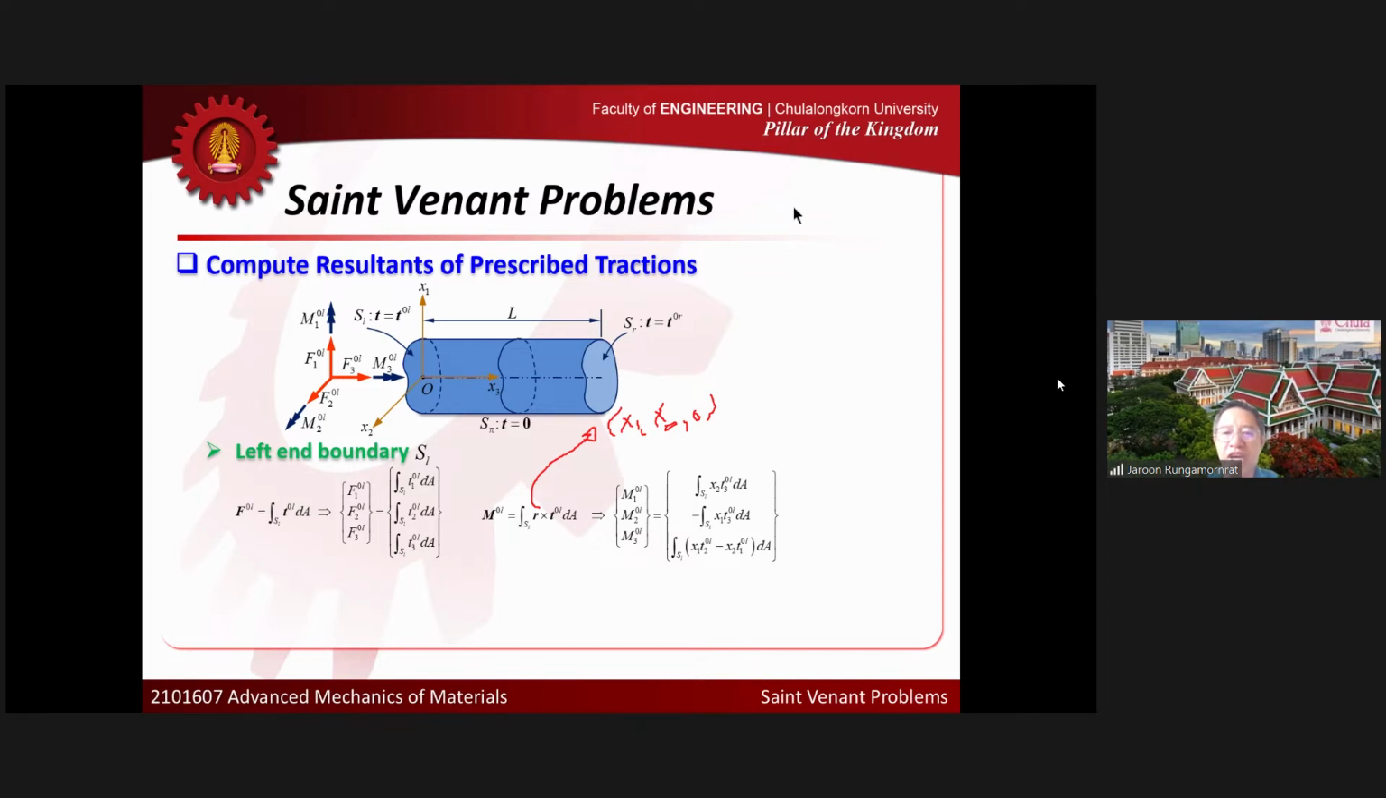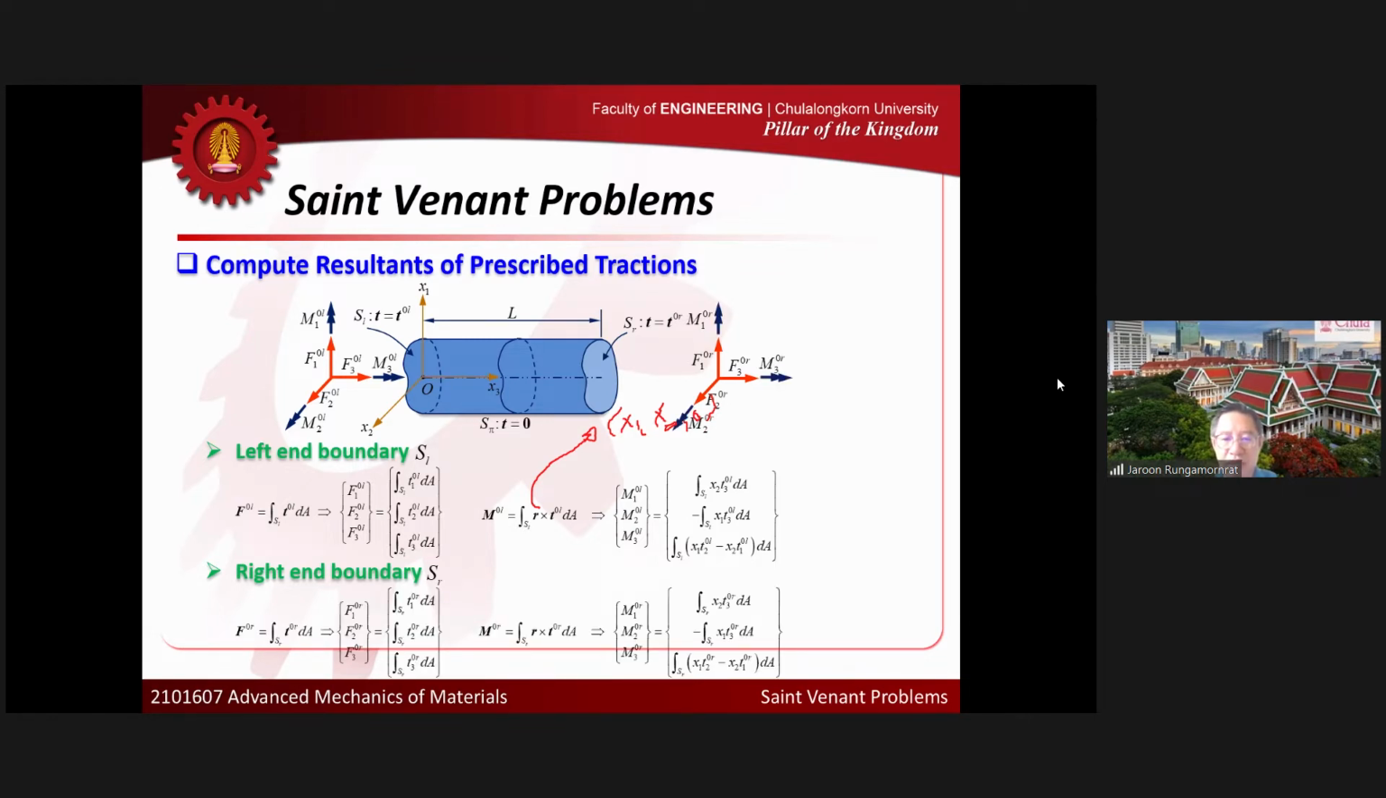We can do exactly the same way for the right end. At the right end we can get the net force and net moment as well. So I'll get something like this. If you look at the formula that we have here, they are exactly the same. We just replace the components. If you look at the formula for the left end and replace the components of the traction at the left end by those for the right end, you get exactly the same expression.